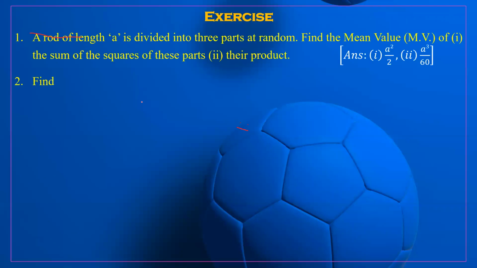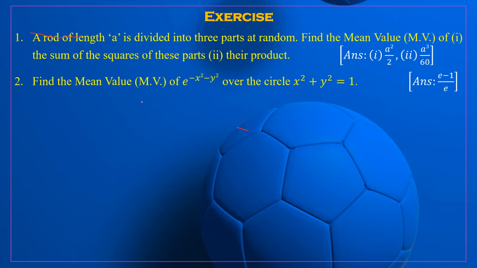A rod of length a is divided into 3 parts at random. Find the mean value of the sum of the squares of these parts, and of their product. Okay, so the answer is found in the same manner. Find the mean value of e to the power minus x square minus y square over the circle. So the circle is given.